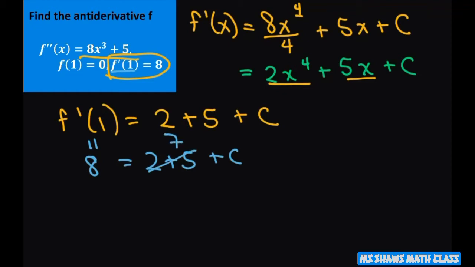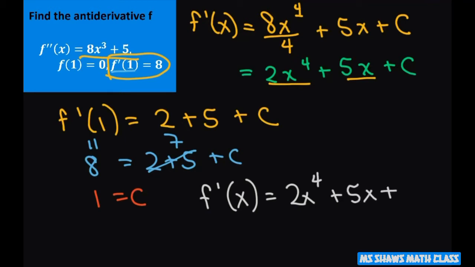Subtract 7 from both sides, and you get 1 equals c. So therefore, our final answer for our first derivative is just going to be 2x to the fourth power plus 5x plus 1. Now we're going to do it one more time to find f.